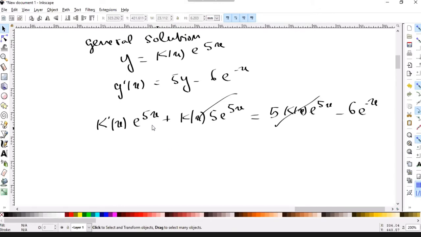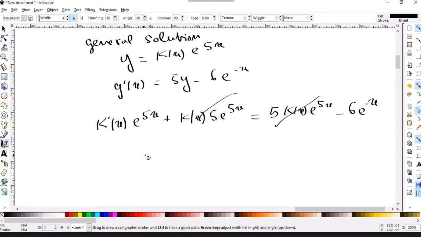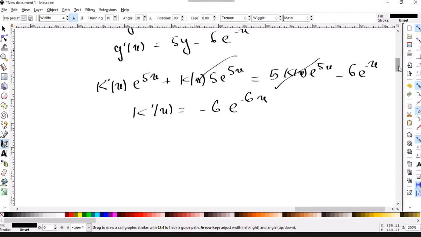Right, so I have that k prime of x is equal to minus 6 exponential minus 6x. Okay. Now, this means that k of x is equal to exponential minus 6x plus some constant, right?